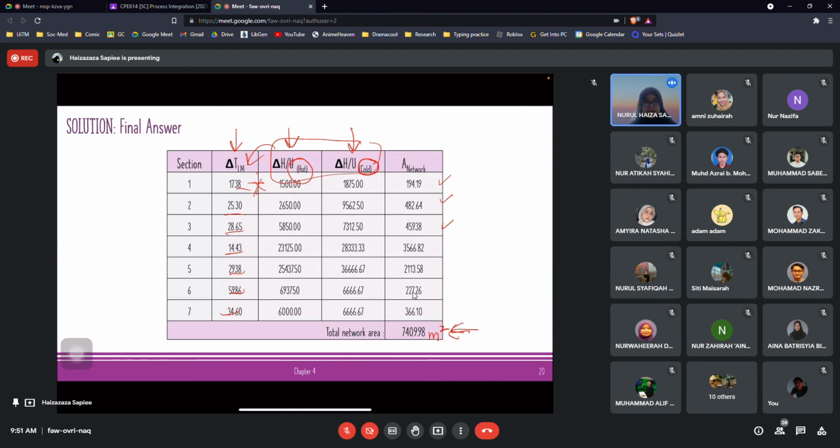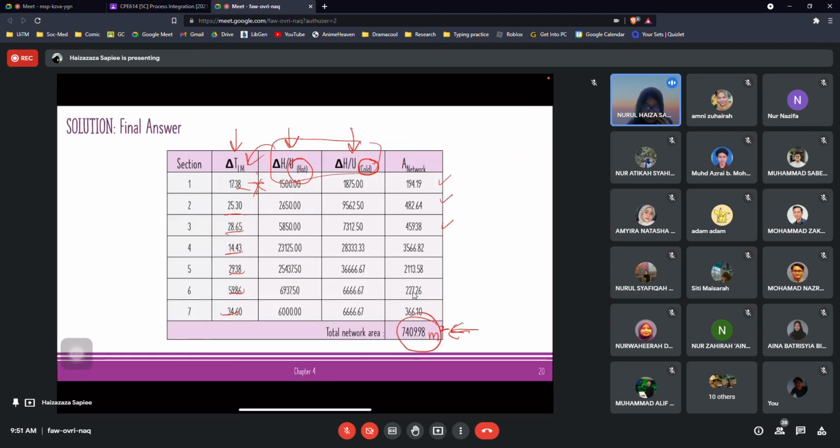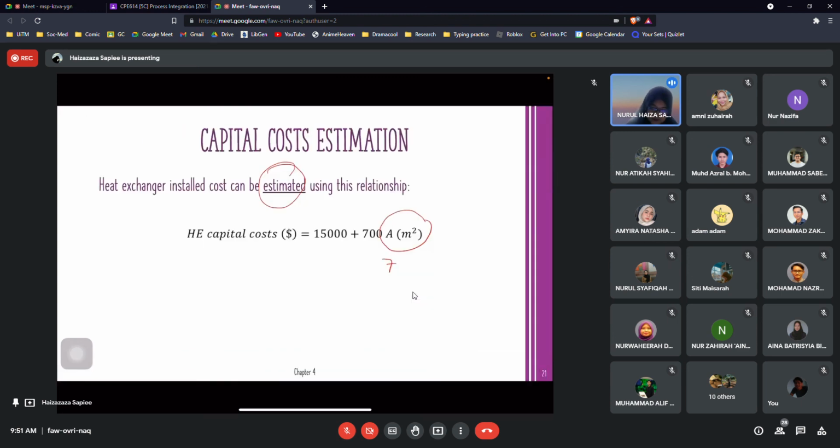So why do we want to relate it with total cost? This is an example equation. This one was in assignment 2 last semester. We can estimate from the area we got earlier. For example, the area is 740998, so let's say 7410 meter square. It will be multiplied by 700 and added to 15000. So this would be your capital cost.